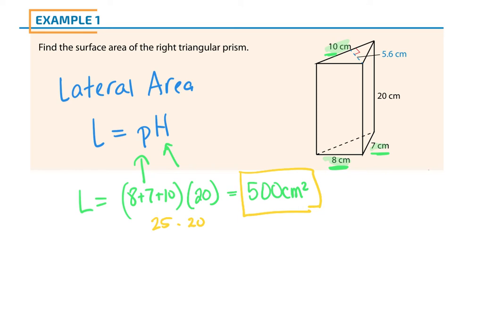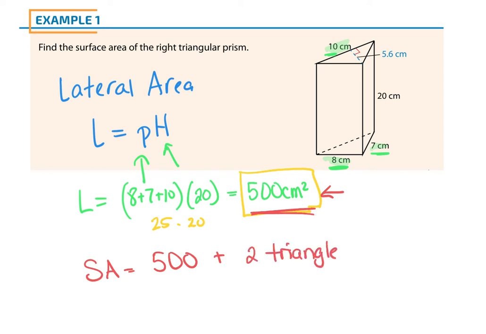Surface area, the only difference is I am now going to add in the area of my two bases, okay? So my surface area is going to take this number right here. The surface area formula is actually on page 408. I'm going to take the area that I just found, that 500, and add to it my two triangles, right? Because I've already calculated the faces. I've already taken into consideration these guys right here. Now I need to add in this if I want the total surface area, and I have two bases here.